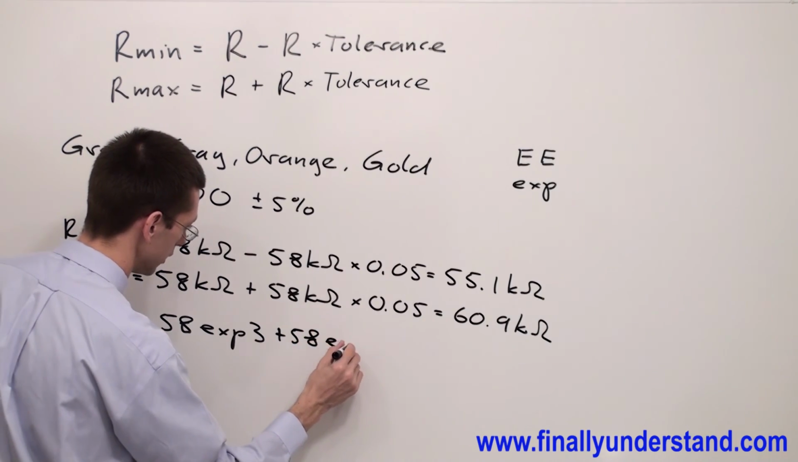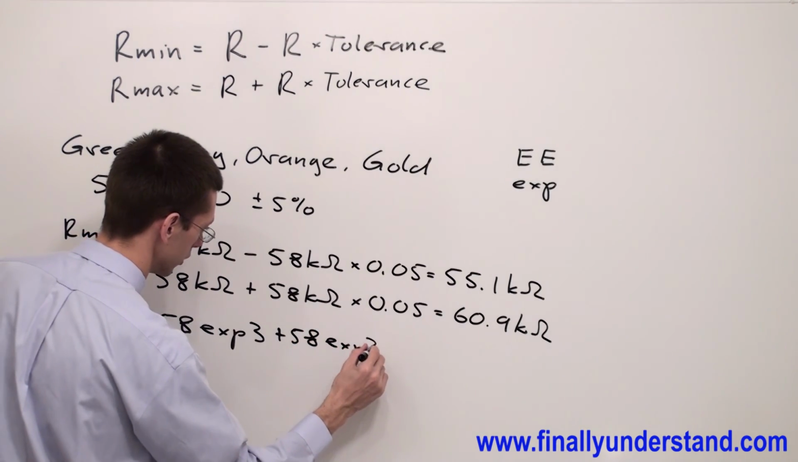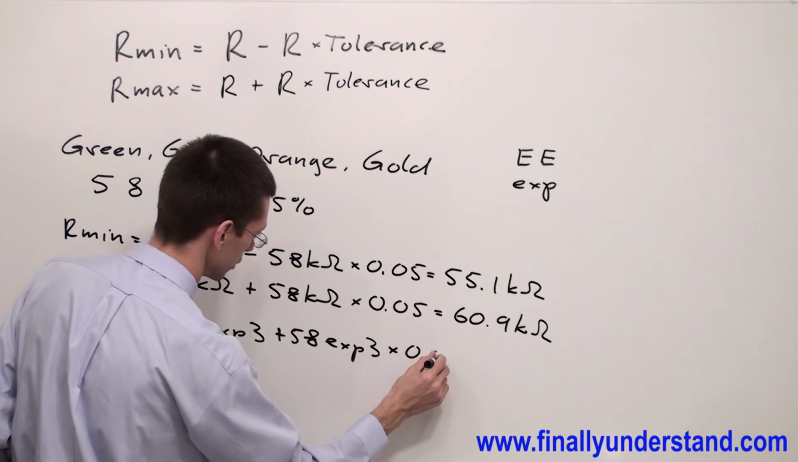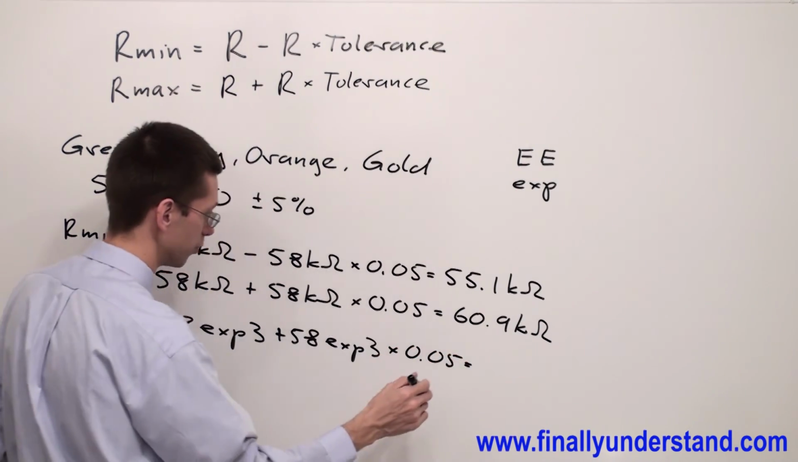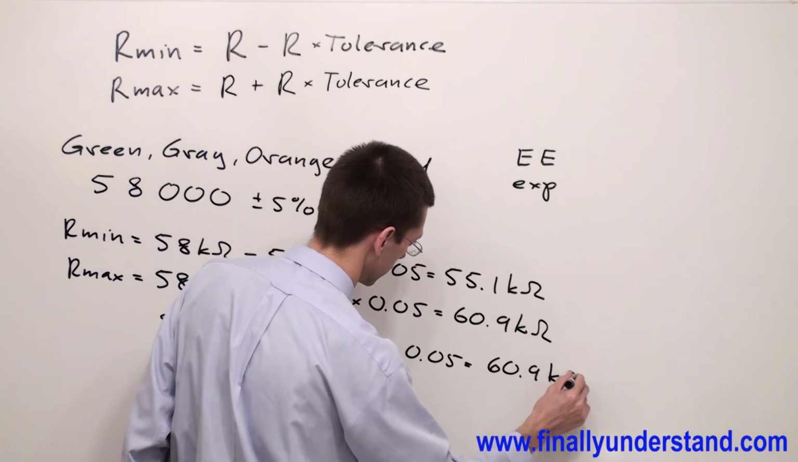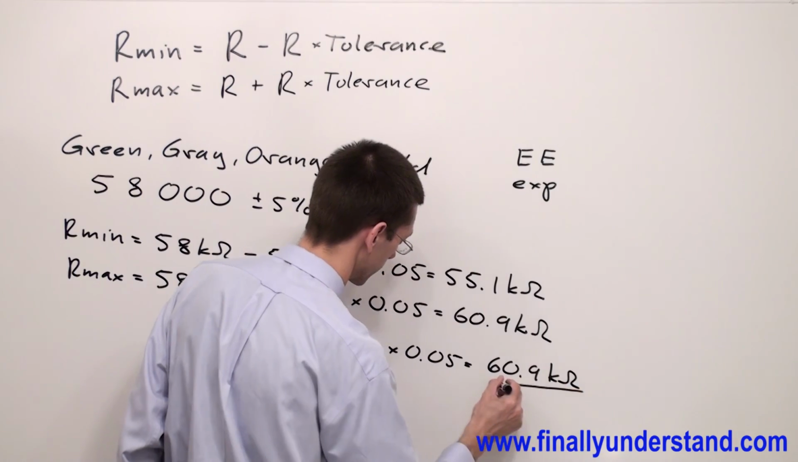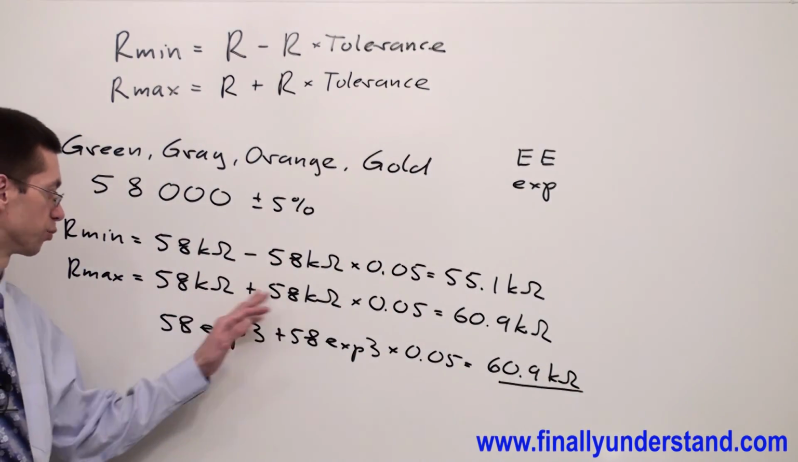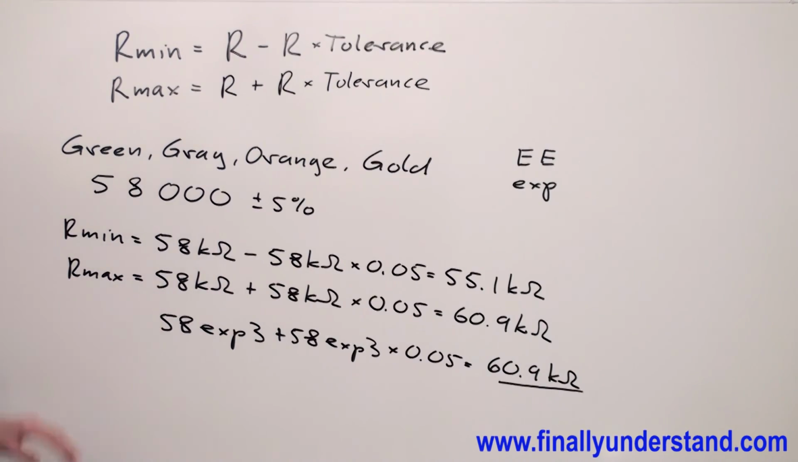58 EXP 3 times 0.05. It will give me 60.9 kΩ. Remember, you cannot ignore these prefixes, and this is the solution to my problem.